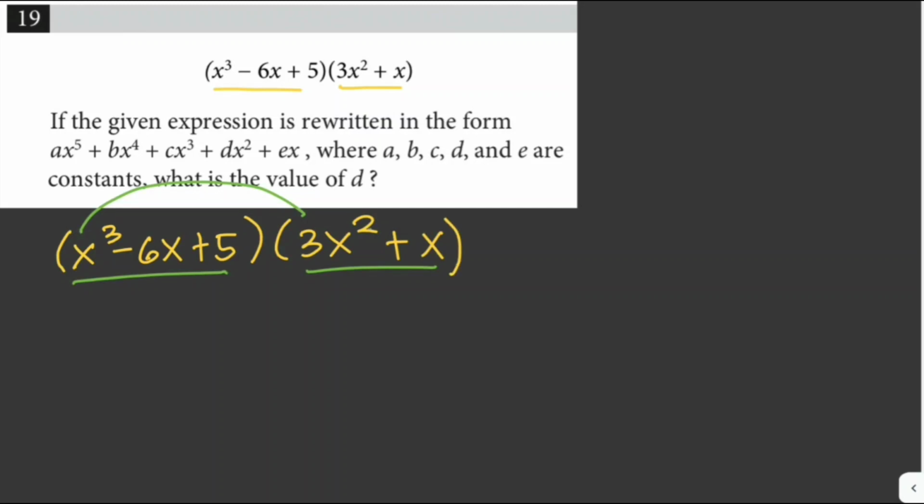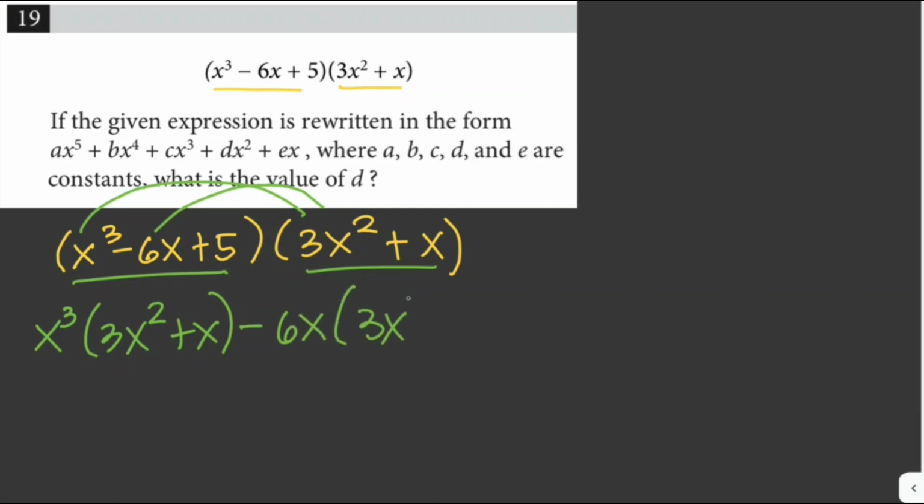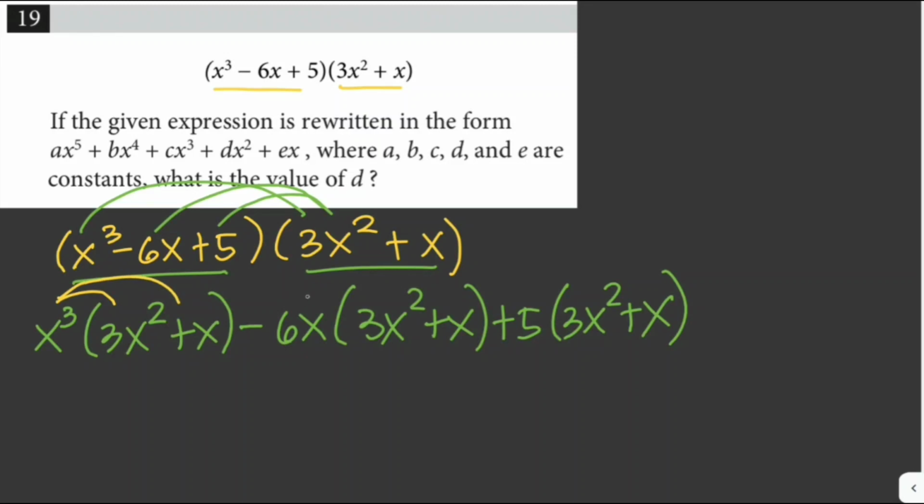So that would be x cubed times 3x squared plus x. Then we have negative 6x times 3x squared plus x. Then 5 times 3x squared plus x. Then we distribute each of the terms.